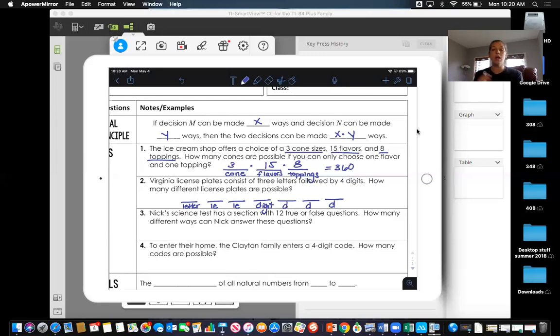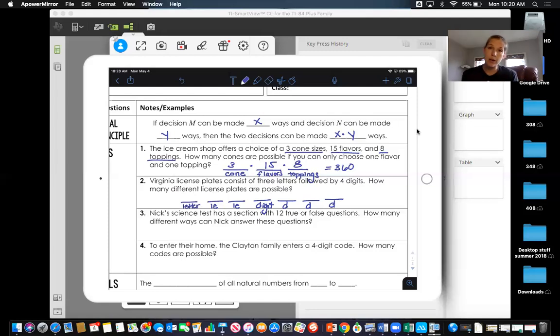Now we're going to get into this a little bit more in depth later, but there are times where it's okay to repeat letters or numbers, and sometimes it's not okay to repeat letters or numbers. Now on a license plate, you absolutely can repeat letters and you can repeat numbers.